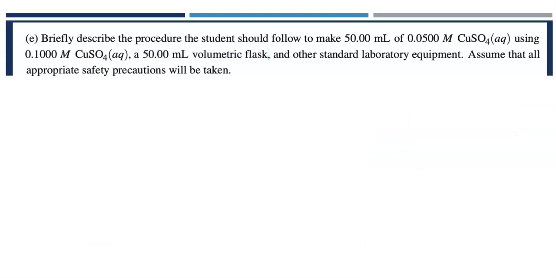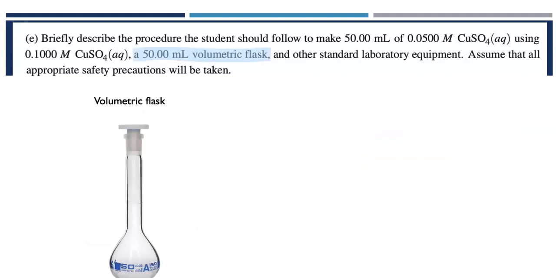Part E mentions a specific piece of glassware, a volumetric flask. And again, I hope you're familiar with them, but you might not have gotten to work with them during class. Here's a picture of a volumetric flask. This particular volumetric flask, if you look at it closely, it again has one line.